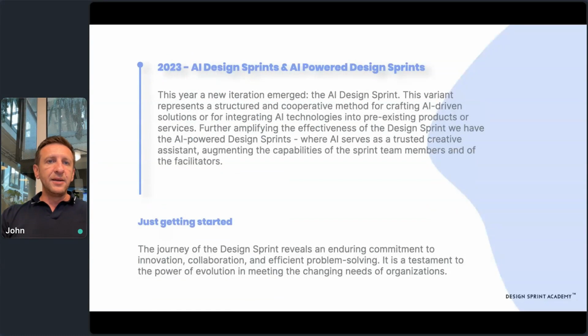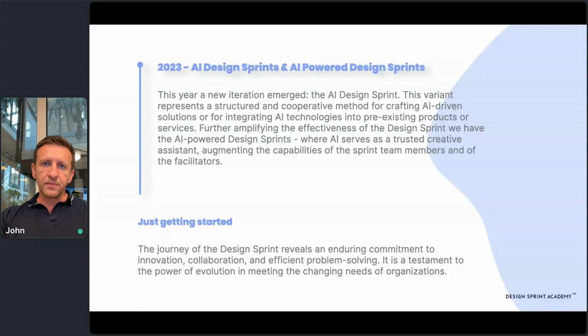And then today, what can we expect? I would say we say AI design sprints and AI powered design sprints. Two different concepts. The first one is about using the design sprints to either introduce AI technology into existing solutions or products, or creating whole new products based on AI. And also, from the beginning of this year, we've been using AI as a consultant in our design sprints, augmenting our facilitation capability, but also those of the team. And we said that we're just getting started.